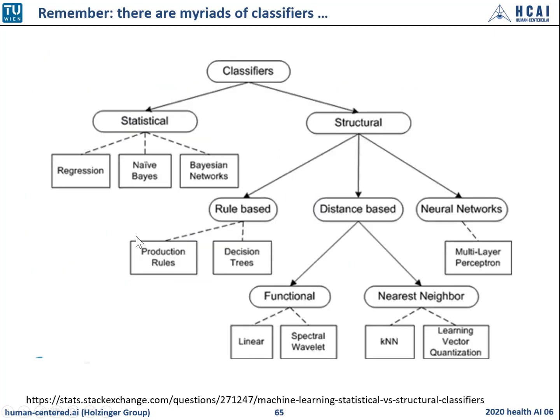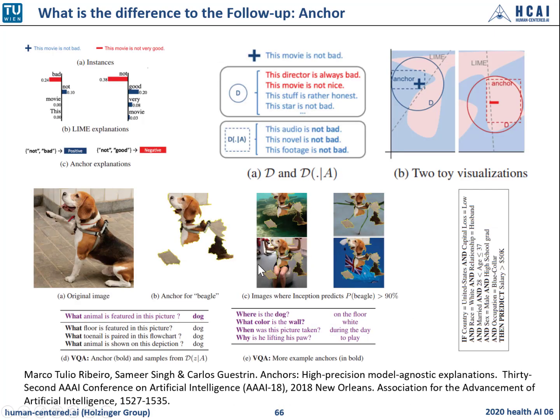So remember, there are myriads of classifiers. A hierarchical classifier is a classifier that maps input data into defined subsumptive output categories. And this is just to make you aware that there are a lot of different classifiers. In machine learning and statistics, classification is the problem of identifying to which of a set of categories, that means subpopulations, a new observation belongs, on the basis of a training set.